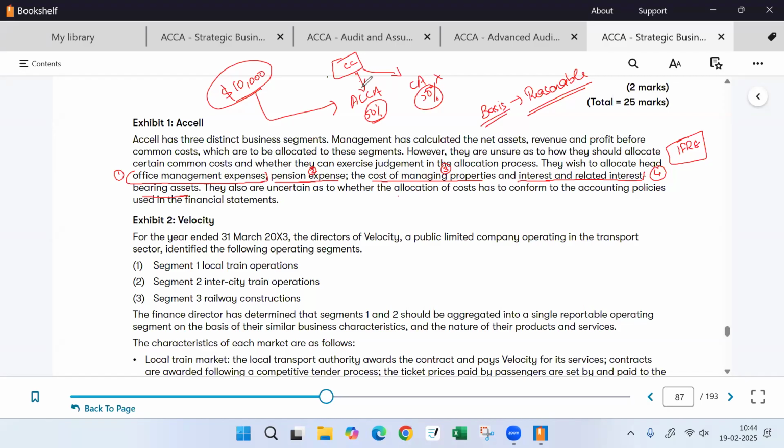So first and foremost, it would not be reasonable to allocate the head office management expenses to the most profitable segment to disguise the potential loss elsewhere. Nor would it be reasonable to allocate certain expenses to a segment which does not have any kind of expense.